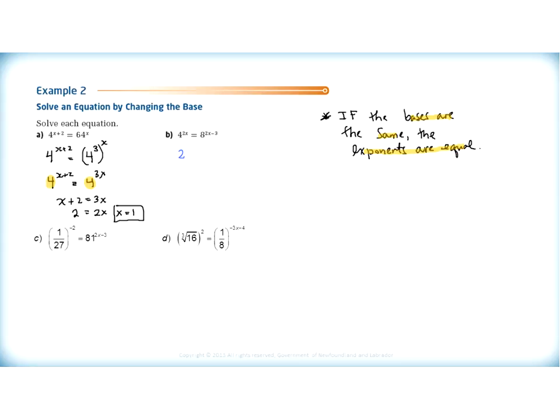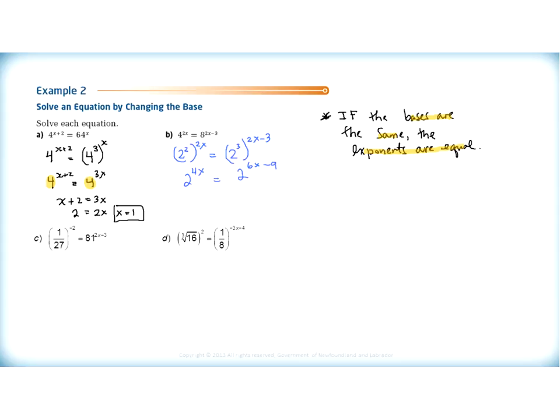But I can write 4 with a base of 2, and I can write 8 with a base of 2. And that's exactly what I've done. I've written 4 as 2 squared, I've written 8 as 2 cubed. A power to a power you multiply, so I get 2 to the 4x equals, a power to a power you multiply. Don't forget to multiply the 3 by the 2x and by the 3. 2 to the 6x subtract 9.